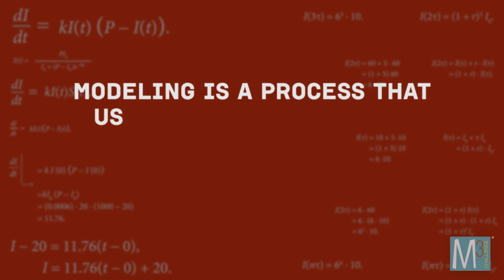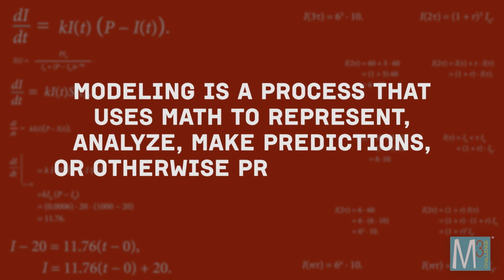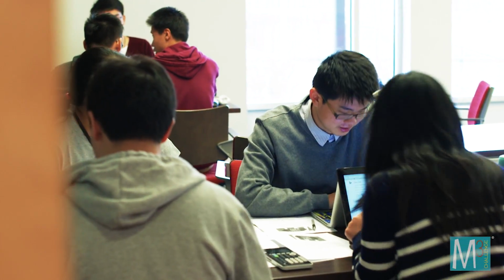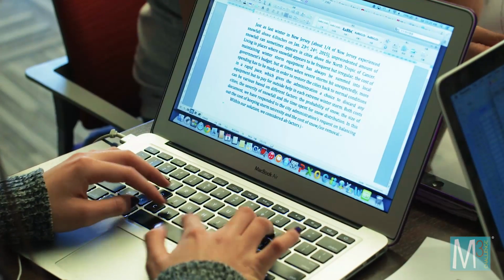Modeling is a process that uses math to represent, analyze, make predictions, or otherwise provide insight into real-world phenomena. Now that you've created and proved a useful, efficient mathematical model, the final step in the process is simple. Explain it. Your model may provide impressive results, but no one will ever know unless you can report your findings.